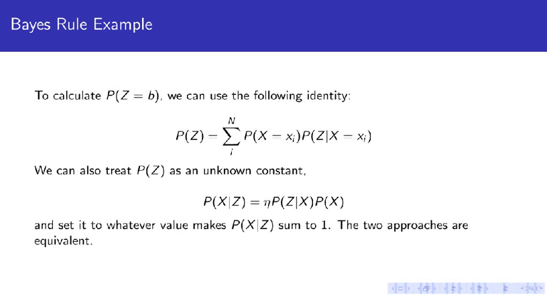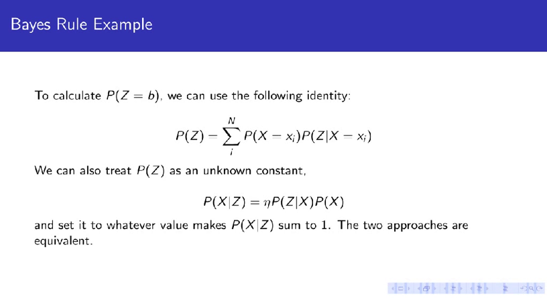One way is that we can use this identity. So if I need to know the probability of z, and I know the conditional probability of z given x, I can sum up over all of the different possible values of x to determine the probability of z.